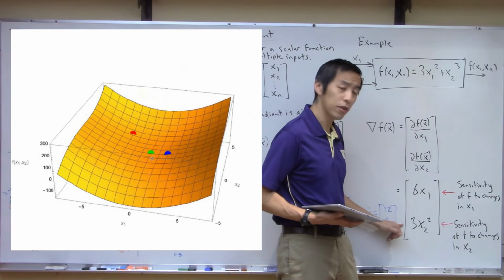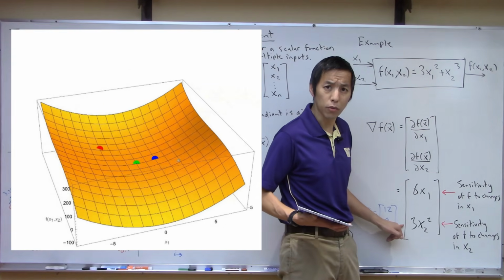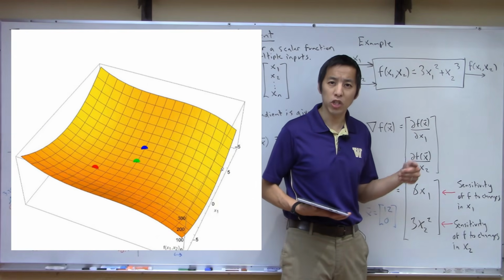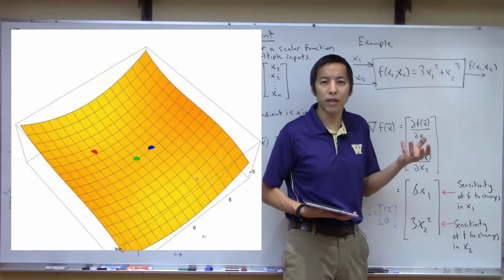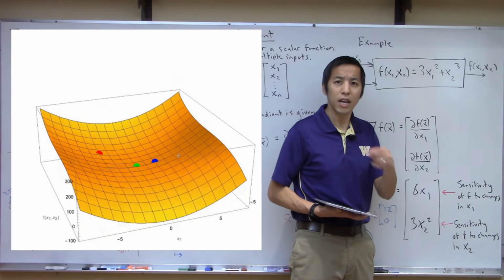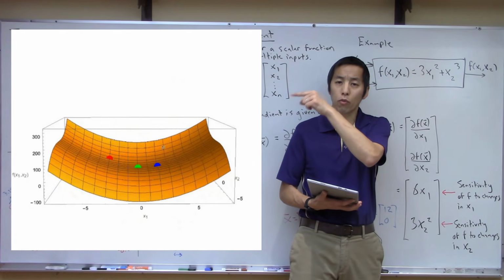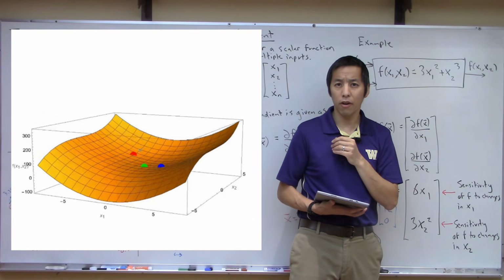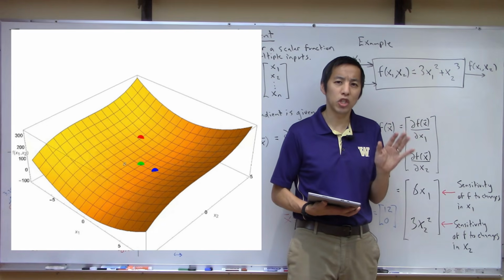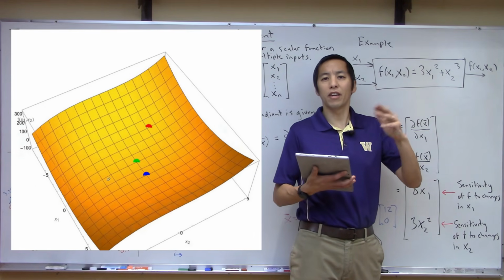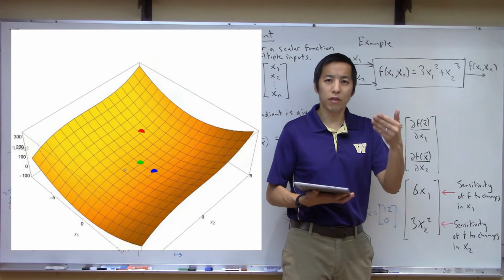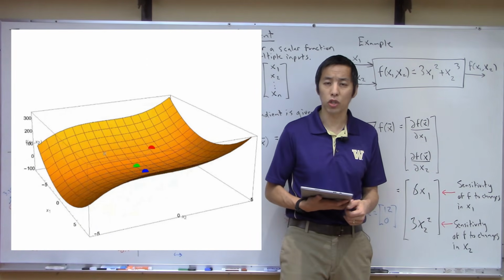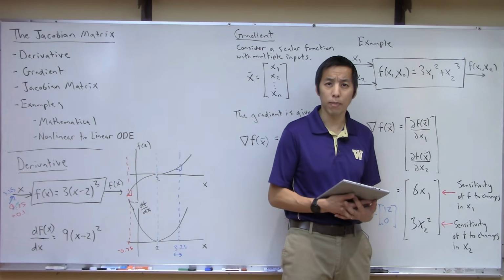The second element of the gradient is very similar. It's the sensitivity of the function to changes or perturbations in x2, considering that you hold x1 constant. So depending on where you are, whether at that red, green, or blue dot in the movie you're seeing on the side, the function changes at different rates at those different locations, depending on whether you're moving in the x1 or the x2 direction. That's what the gradient is measuring.